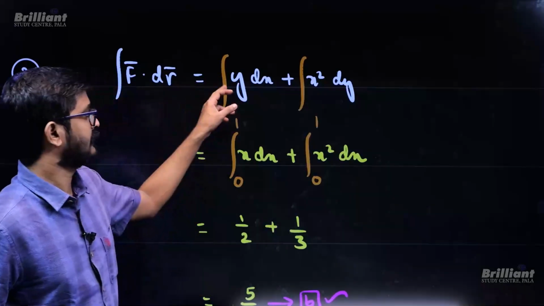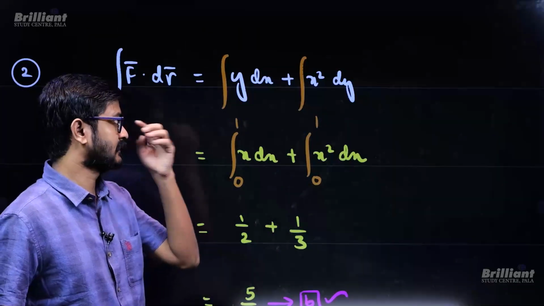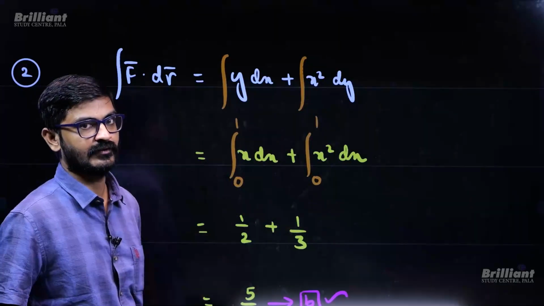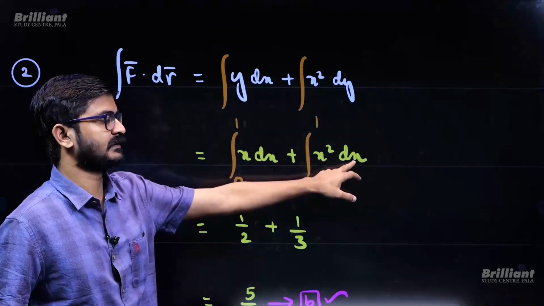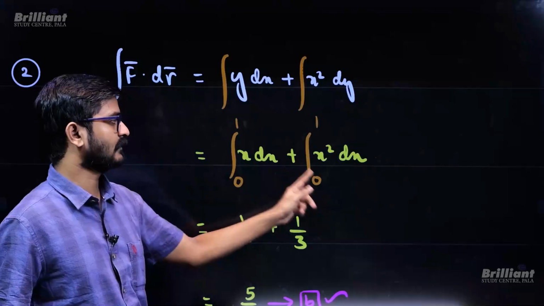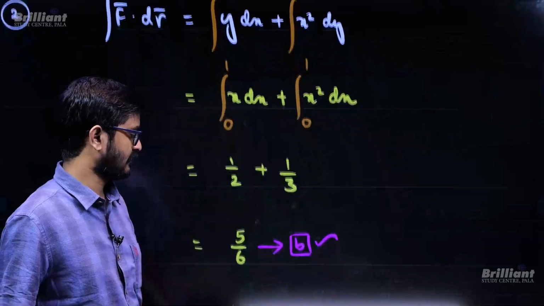You need to integrate y dx plus x square dy, but there are two variables. They have given along y equals x, so instead of y I will be putting x. If y equals x, dy equals dx. Now x is varying from 0 to 1 in the question, and when you integrate it, you will be getting the required answer.